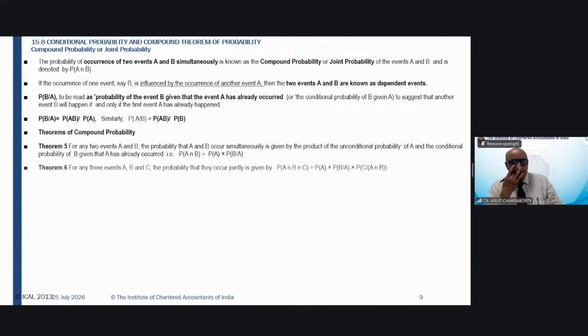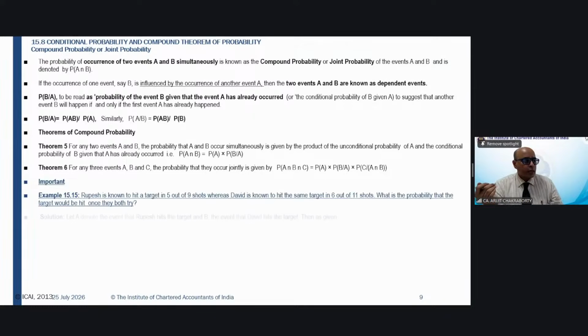Okay, so now we will look at some of the other examples. You can see probability of A intersection B, theorem 5. AB is also known as the product of A and B, denoted by A intersection B. So this is denoted by P(A) into P(B/A). Conversely, it can be written as P(B) into P(A/B). For three events, similarly, we can use the formula given in theorem 6. Let us see the example.